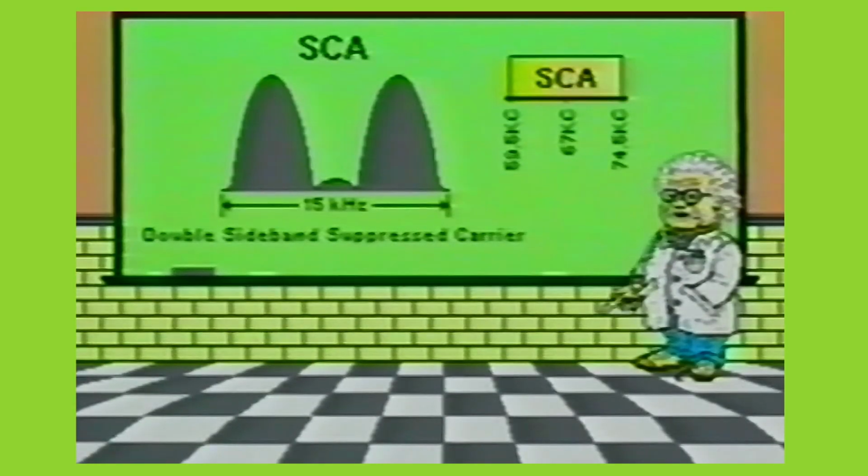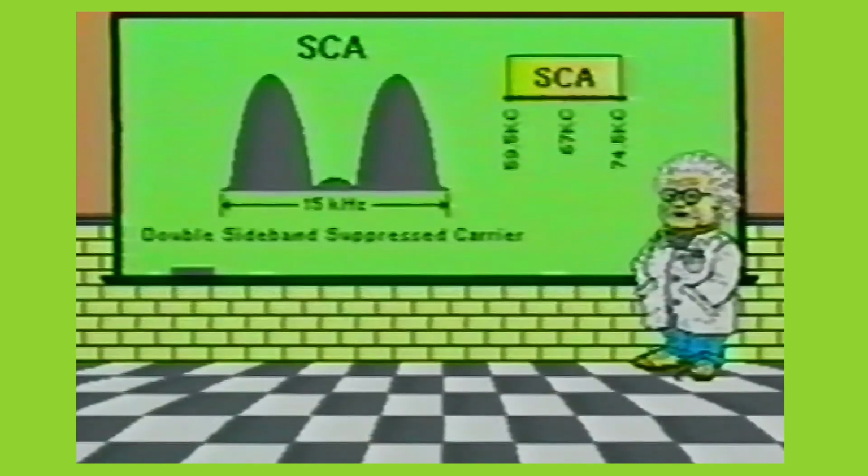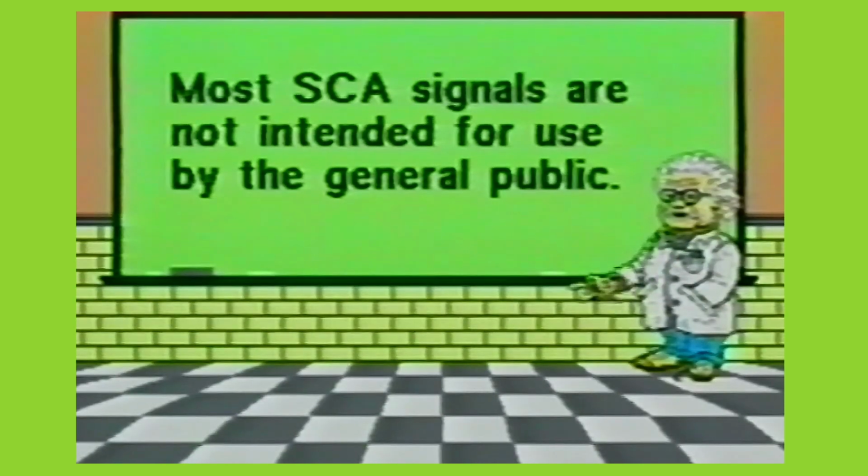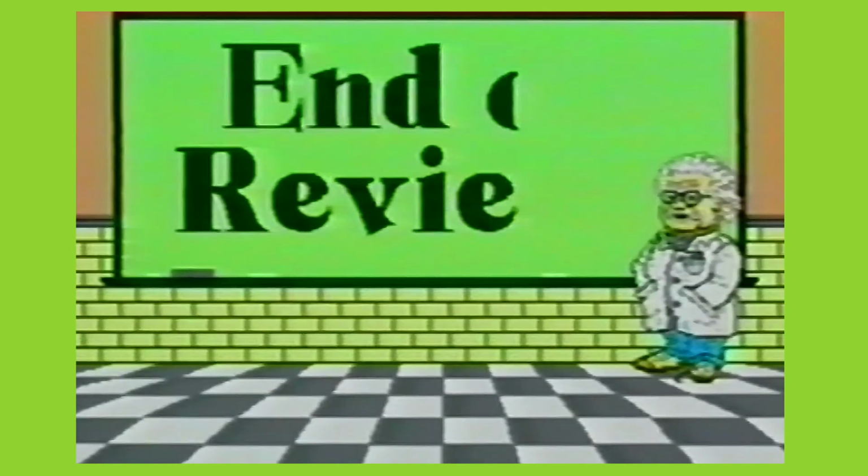We will now pause for a review of the material just discussed. The SCA signal is a double sideband suppressed carrier which is placed on the FM baseband, usually around 67 kHz. SCA transmissions are usually not intended for use by the general public. Any unauthorized use of an SCA service may be deemed illegal. This concludes review number 5.